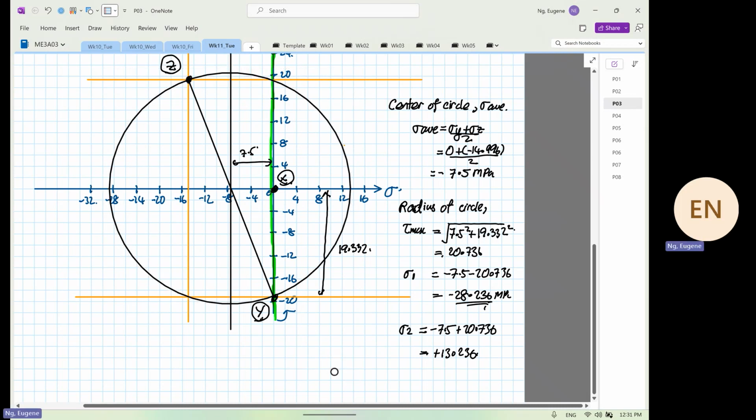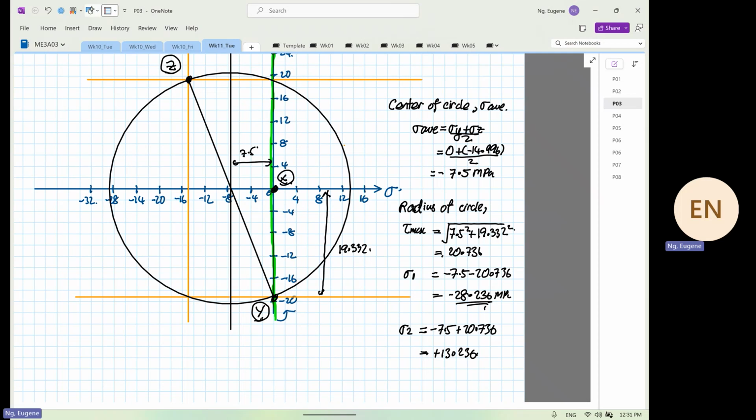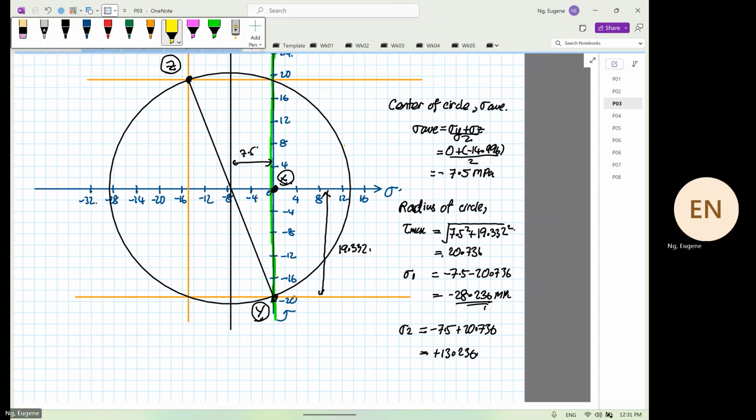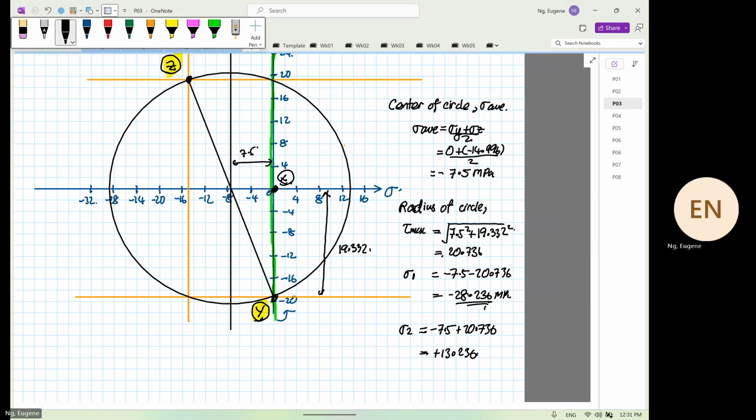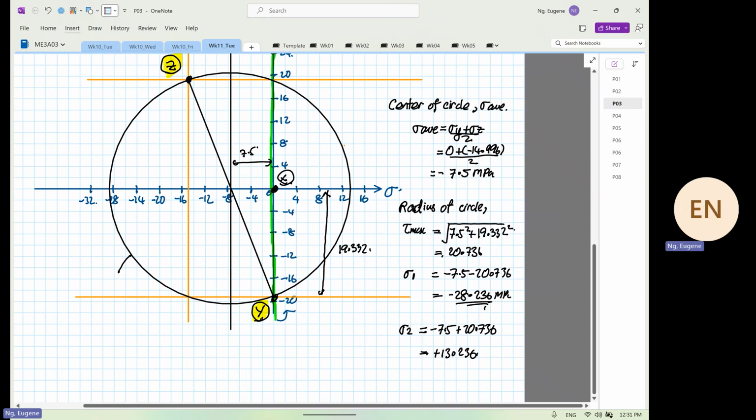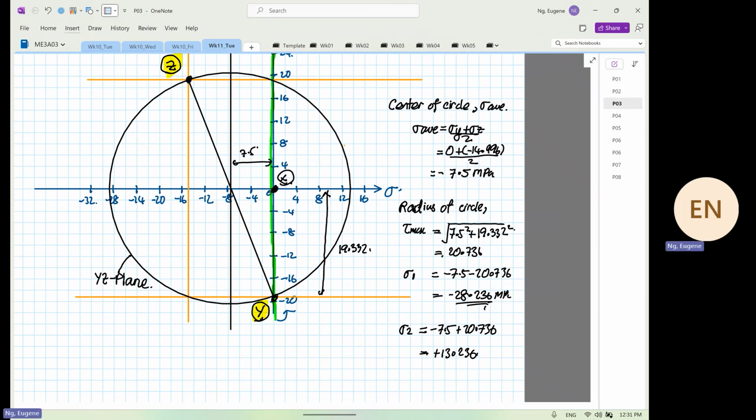So this is only one circle. This circle touches point Y and point Z. So we call this the circle for the YZ plane. As I told you, there are 2 more circles.